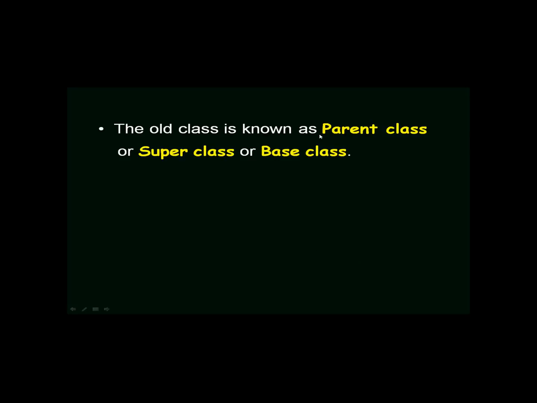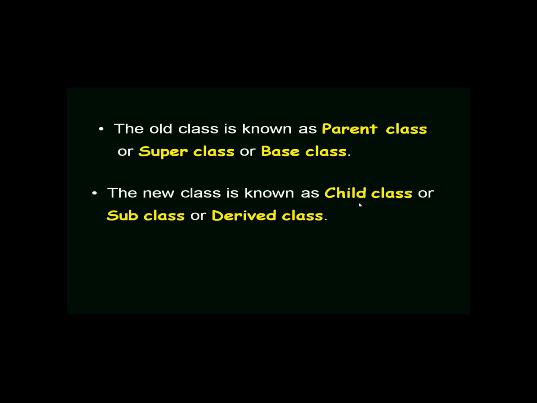The old class is referred to as parent class or superclass or base class, and the newly created class is known as child class. Here it is referred to as parent class, here it is referred to as child class. If it is known as superclass, here it is known as subclass. Here if it is known as base class, here it is known as derived class. And child class is a kind of parent class.